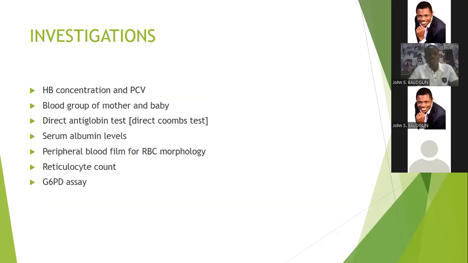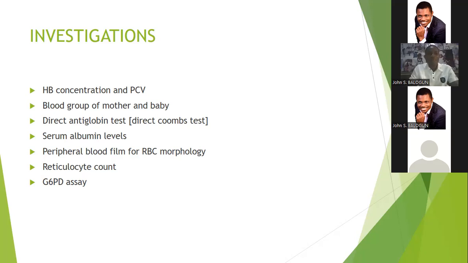Now, what are the investigations that you do in a patient who is jaundiced? You do hemoglobin concentration or the packed cell volume, the PCV, with a blood group. You also do the direct antiglobulin test, also called the direct Coombs test, because the one you do in the mother is the indirect Coombs test. But when the baby is born, you take the baby's blood, or you take cord blood, and do the direct Coombs test. You also estimate the serum albumin levels.